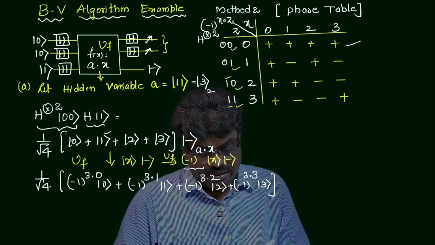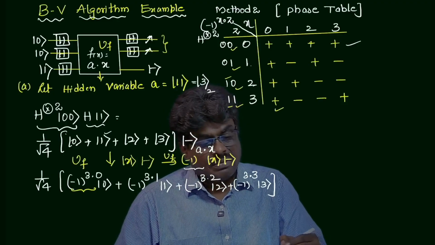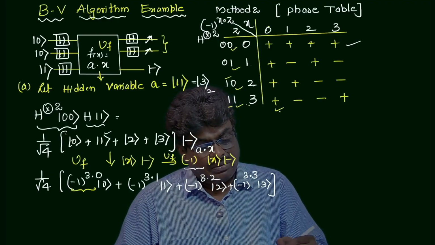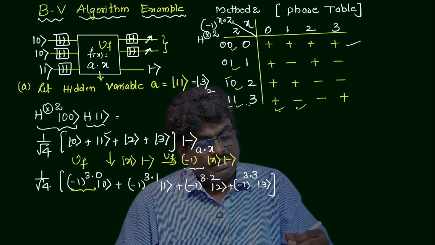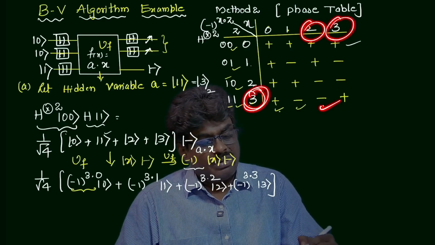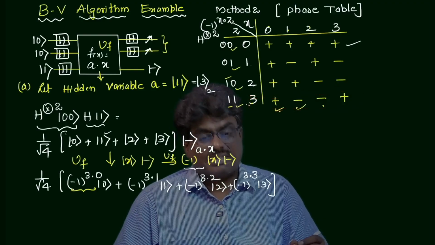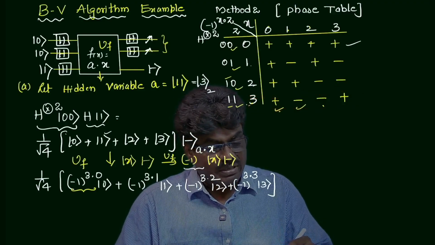Now please see, what is minus 1 whole power 3 dot 0? Here plus 3 dot 0, 3 dot 1, 3 dot 2. I hope you are observing. 3 dot 2, 3 dot 3. So these are the phase factors. So finally here we got this one.